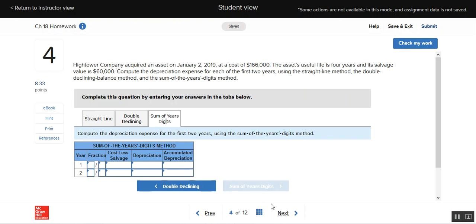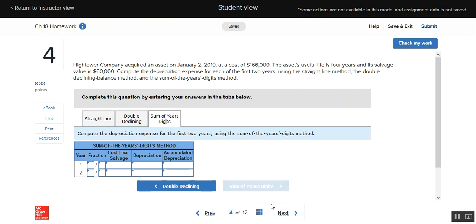Hi class. In this video I thought I would look at a few of the problems from Chapter 18's homework. These are very similar to your homework other than the amounts may be different, but the basic problems should look the same. So in this first one it says Hightower Company acquired an asset on January the 2nd.